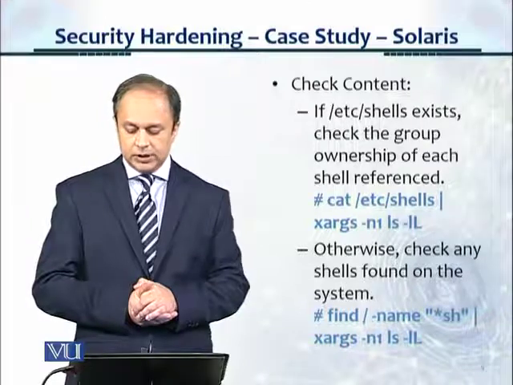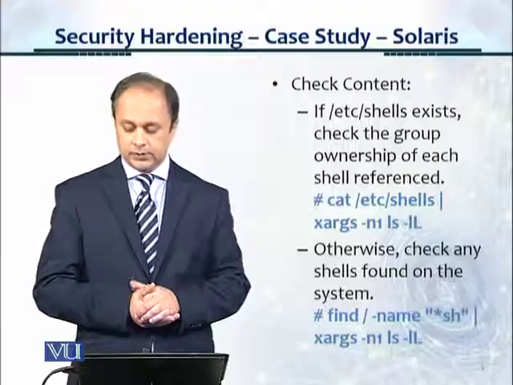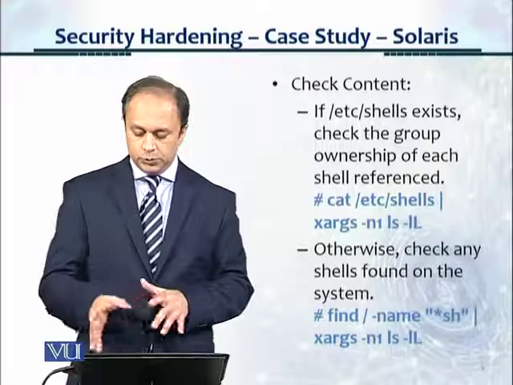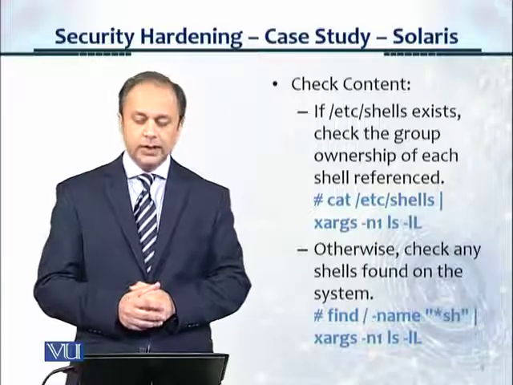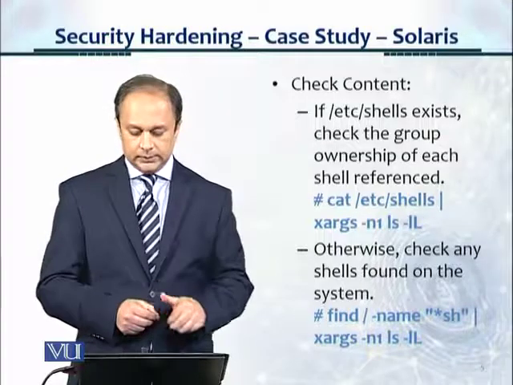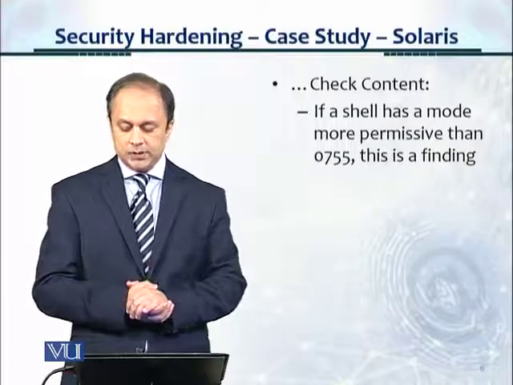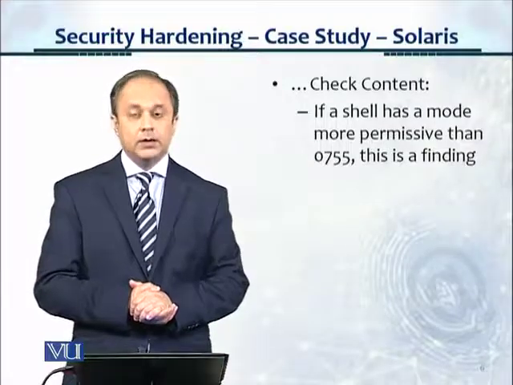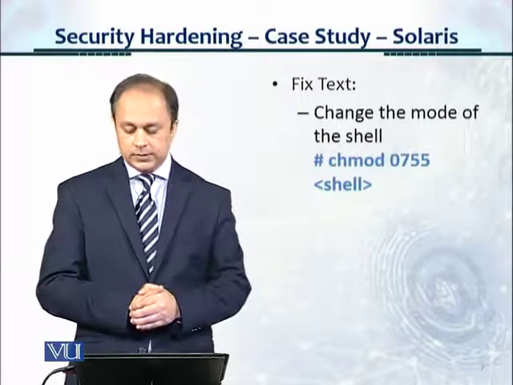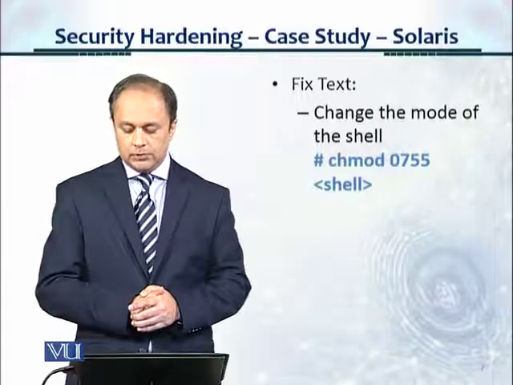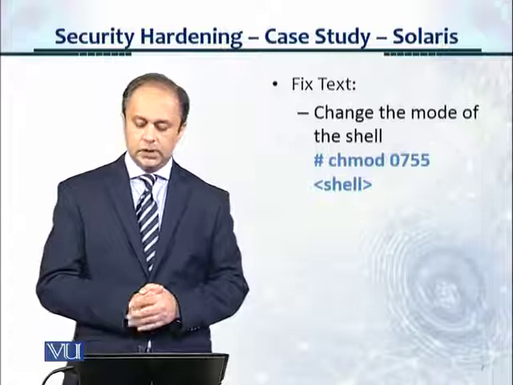If /etc/shells exists, check the group ownership of each shell referenced. It tells you in blue how you should type in and check. Otherwise, check any shells found on the system, and you should type this in, and this is how you check the content. If a shell has a mode more permissive than 0755, this is a finding, we have a problem. For fix text, it tells us to change the mode of the shell to chmod 0755 shell name.